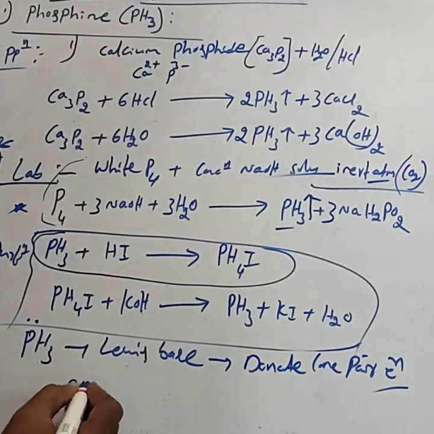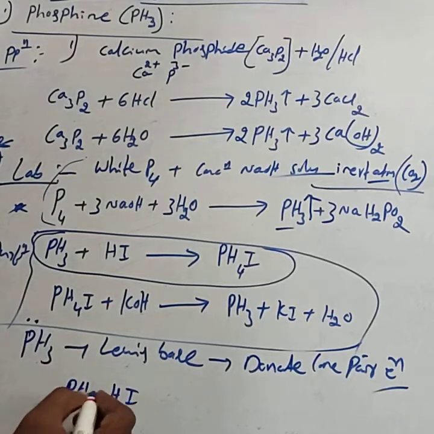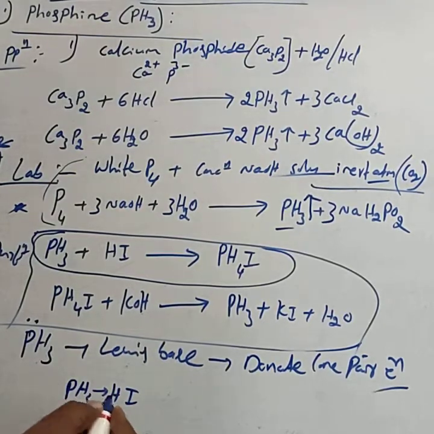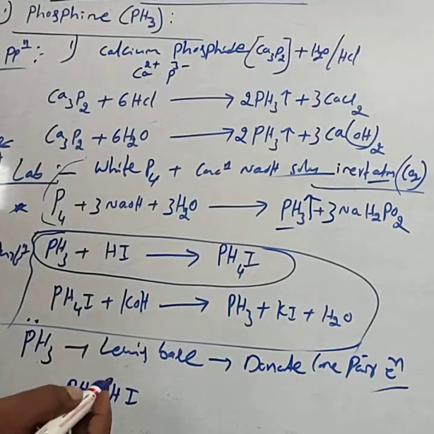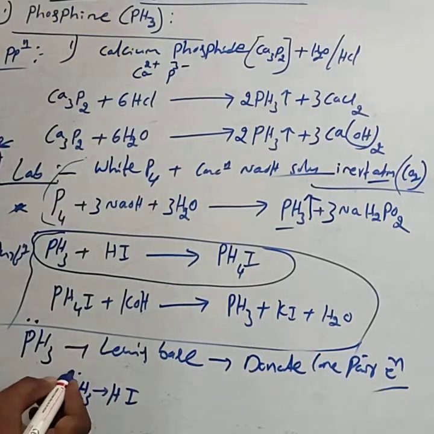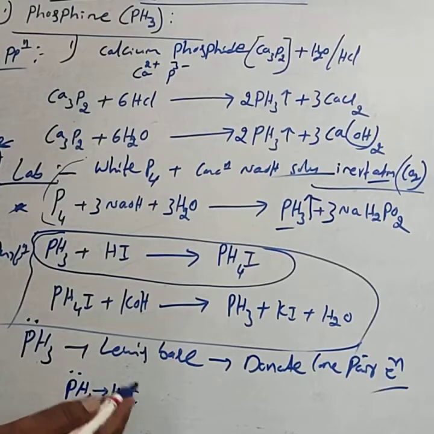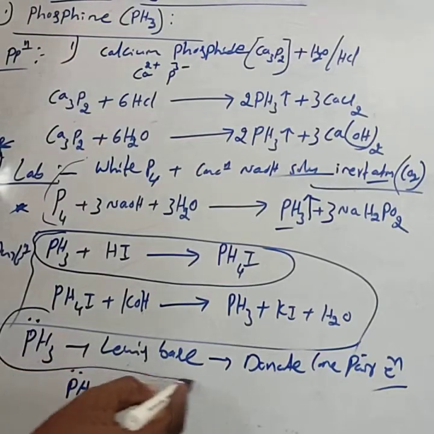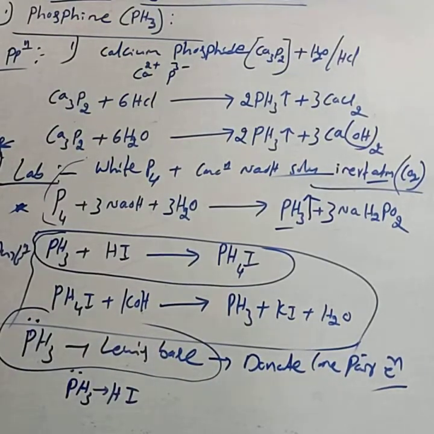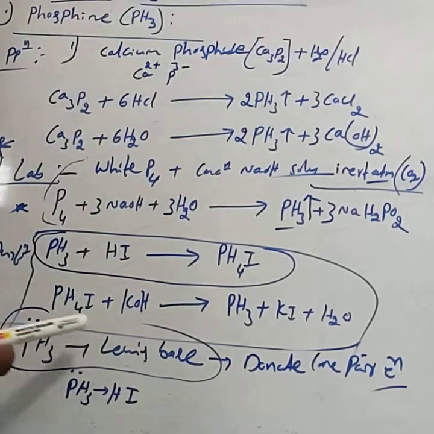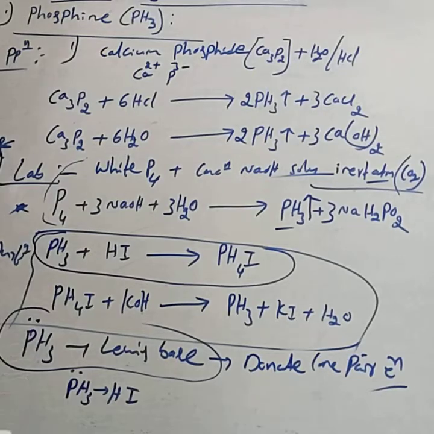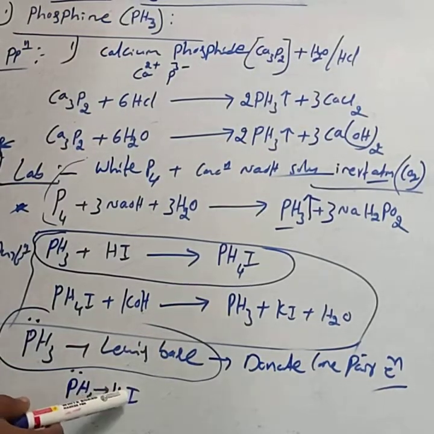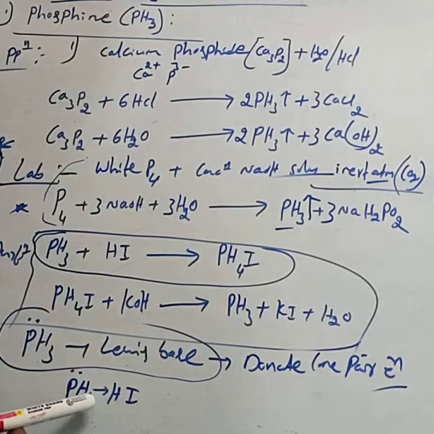Between PH3 and HI, a coordinate bond arises. The phosphorus atom donates the pair of electrons to the HI to form phosphonium iodide. This shows that phosphine is considered a Lewis base. Very important: why phosphine is a Lewis base? Because phosphorus contains a lone pair of electrons which it can donate to HI to form a coordinate bond. Hence phosphine is a Lewis base.